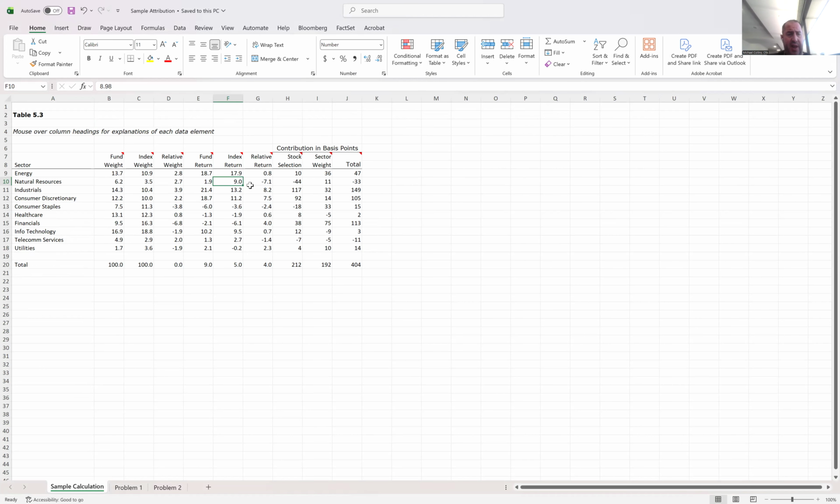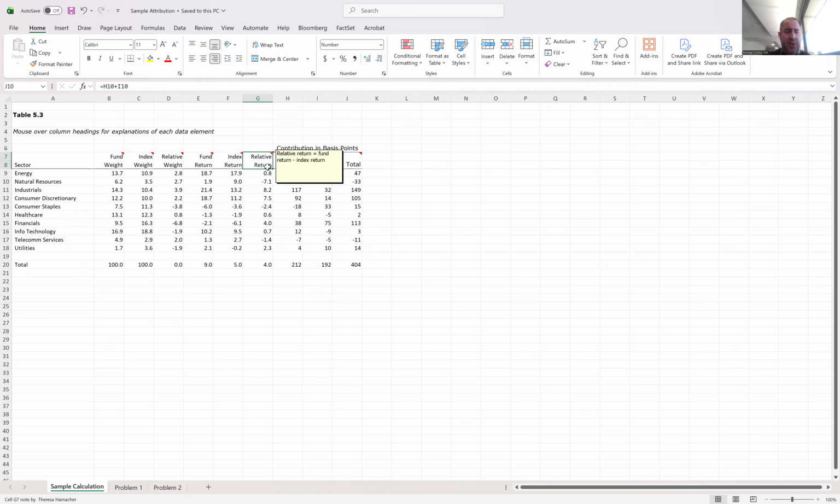So we can see here, the fund had a higher weight in natural resources, but a lower return. So I can look at that right away and know that's going to be a negative contribution. And we're jumping ahead here, but the negative contribution number you see here on the right is showing what that is as a measure. And that would be 33 basis points.